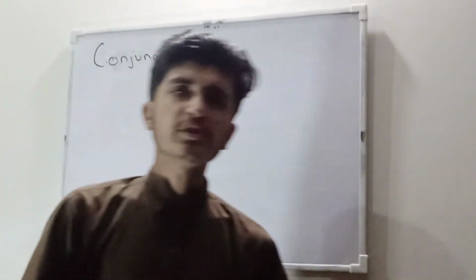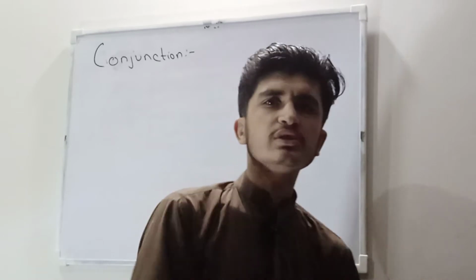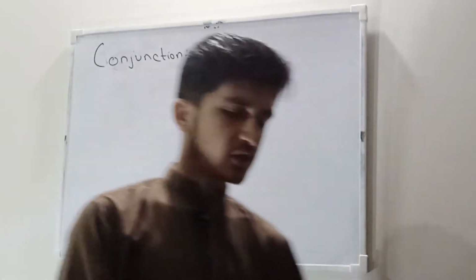Today we are going to start another interesting and important part of speech, which is known as conjunction. Dear viewers, conjunction is one of the 7 parts of speech, and conjunction is a word which joins two sentences, meaning a word which helps in joining two sentences is known as conjunction.